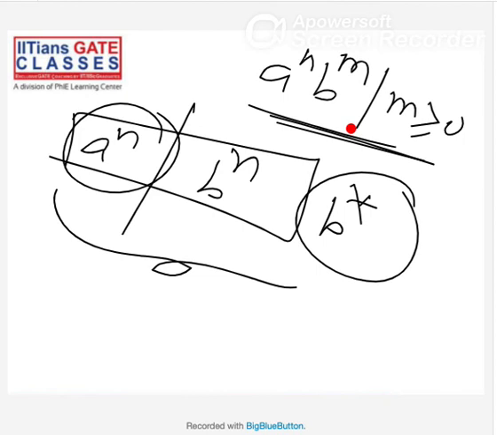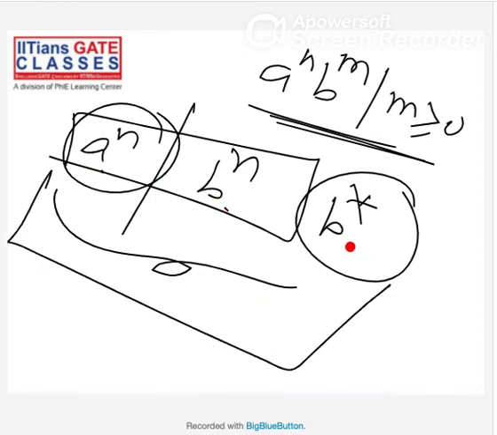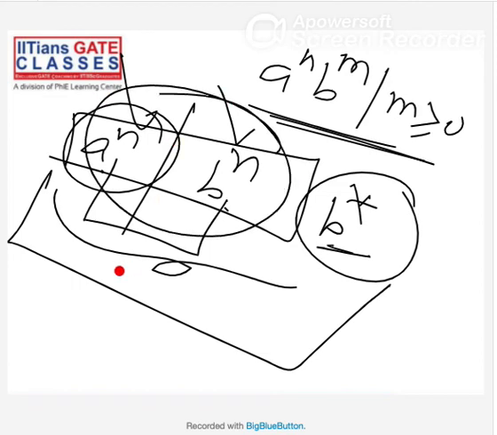This language, A power n, B power m, where m is greater than or equal to 0, you can write like this: A power n, B power n, then B star. Basically, any number of B's you can have here. This is DCFL. Why? Because the push and pop is very clear. The number of A's should be matched with the number of B's. Once you have done this matching, then you can have anything, B star. You don't have to worry. Basically, you can have any number of B's. So this is DCFL because a DPDA can do this.